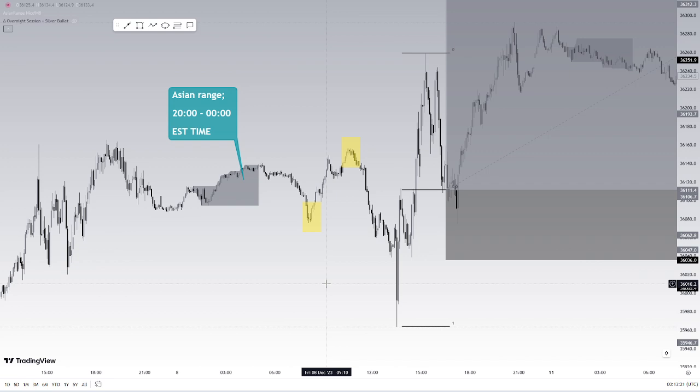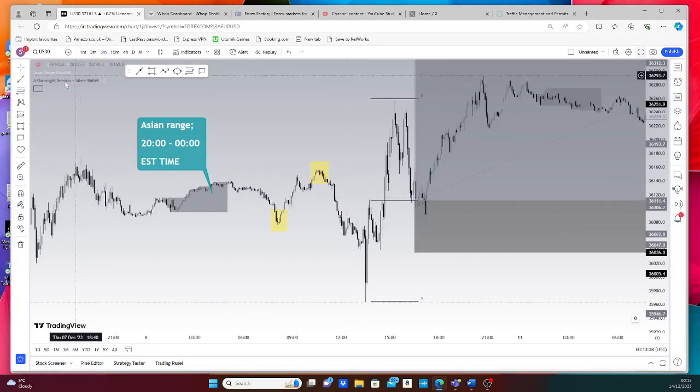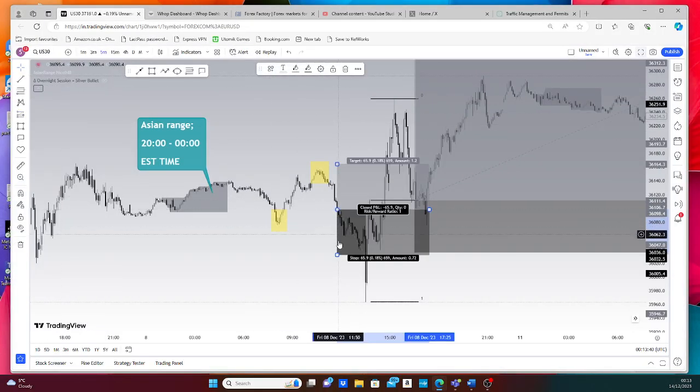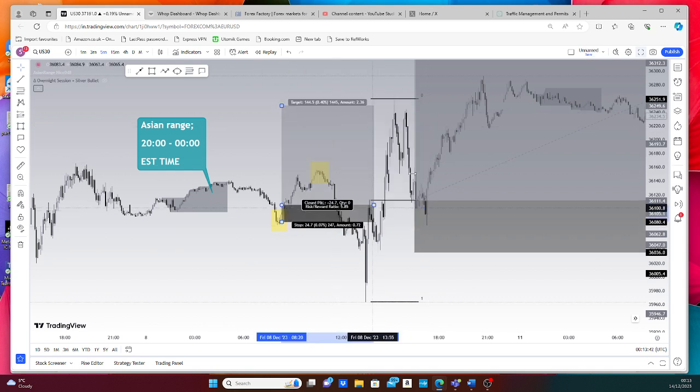So from that, we have to understand that the London session will be used for what? Manipulation. The Asian session will be used for what? Building liquidity. So as you can see, we see the London session manipulating the high and the low. Now the question is, why couldn't we enter just off here? Why couldn't we enter here? Why couldn't we do that?